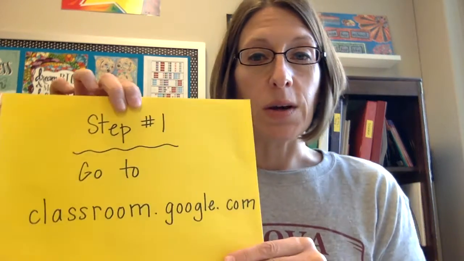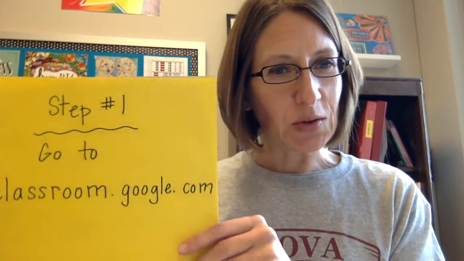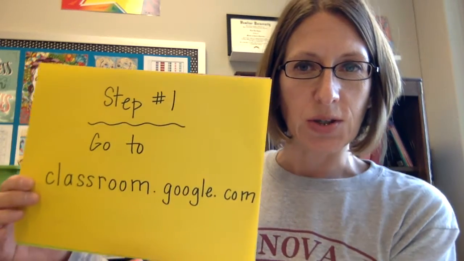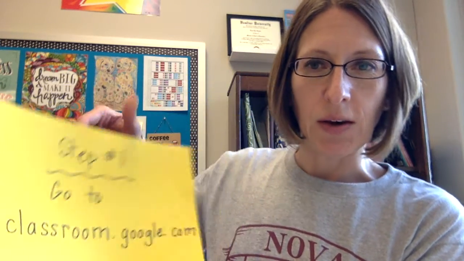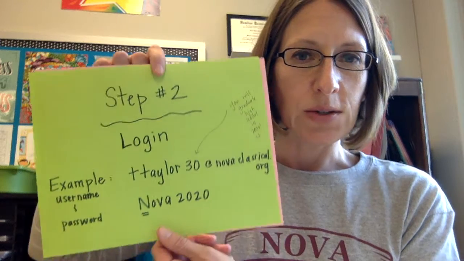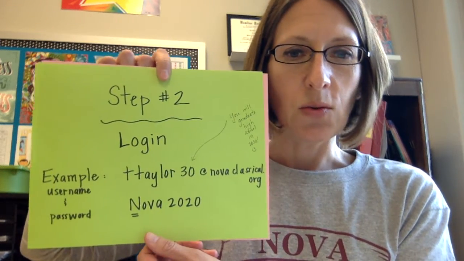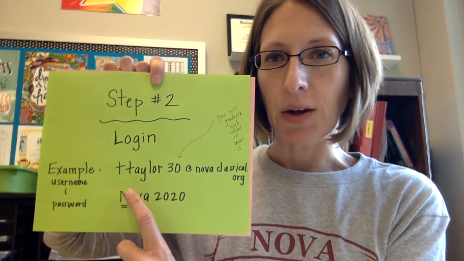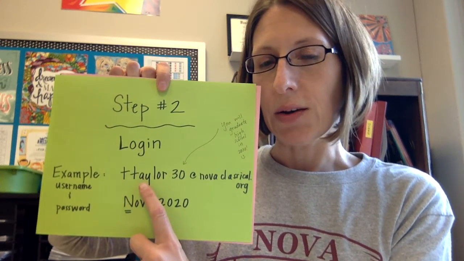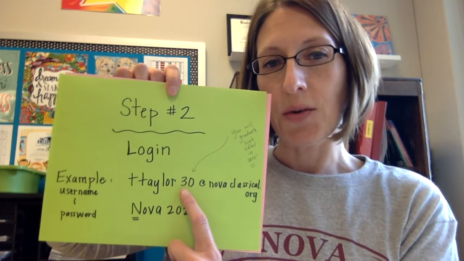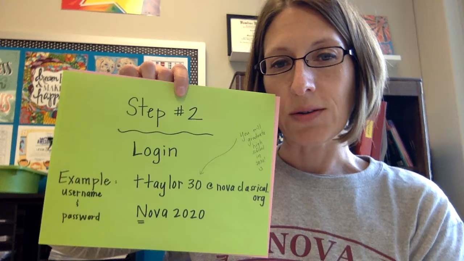So, anywho, I wanted to personally invite you to my Google Classroom. This is just a review for some of you if you've already gone there. I made a little video for my homeroom students. So, if you've already seen this, feel free to skip ahead. Step 2 is you're going to log in to Google Classroom. And your login, this is my example. If I were a second grader, my login would be T Taylor. So, the first initial of your first name followed by your last name, and then 30 at novaclassical.org.